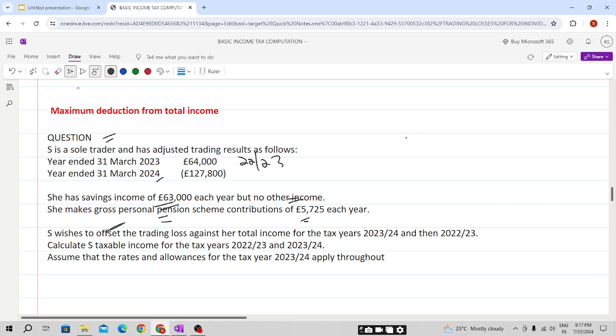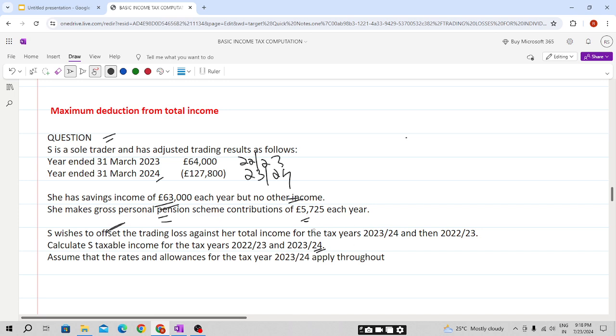Now, so she has a saving income of 63,000 pounds and personal pension contribution of 5,725 pounds each year. She wishes to offset the trading losses against her total income for the tax year 23-24 and then 22-23. Calculate the taxable income for the tax year 22-23 and 23-24. Assuming that tax rates and allowance for the tax year 23-24 apply throughout.